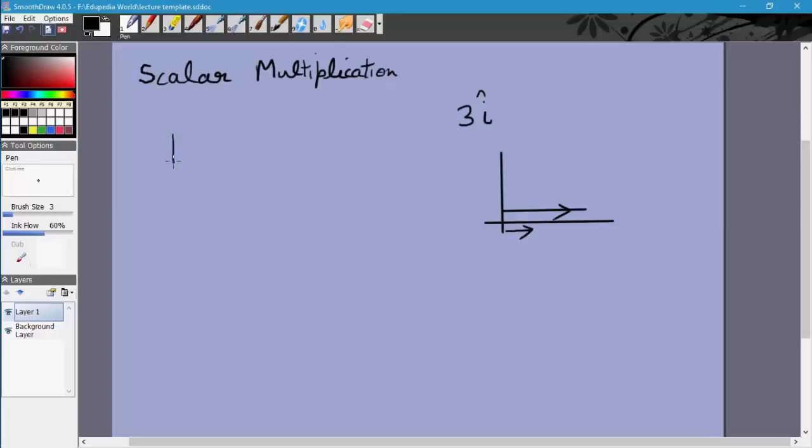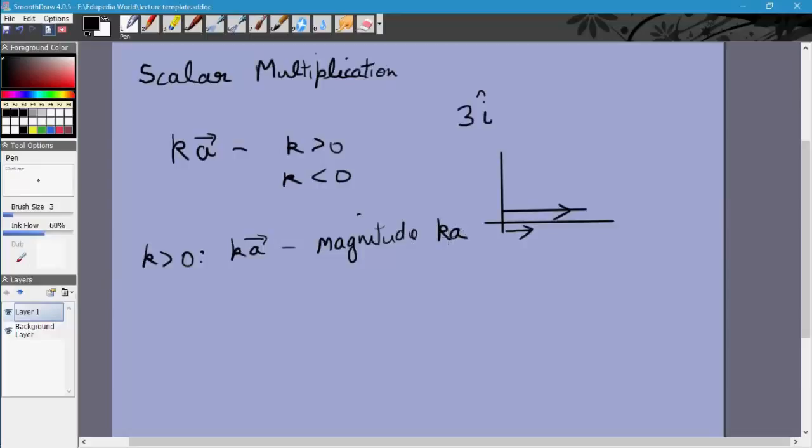So if we have a scalar k multiplied by a vector a, what is that? So there are two cases for that. The first case is if k is positive, the other case is if k is negative. Right? So we'll do both of them separately. If k is positive, that means the vector ka is a vector with magnitude k times the magnitude of the original vector, and the same direction.